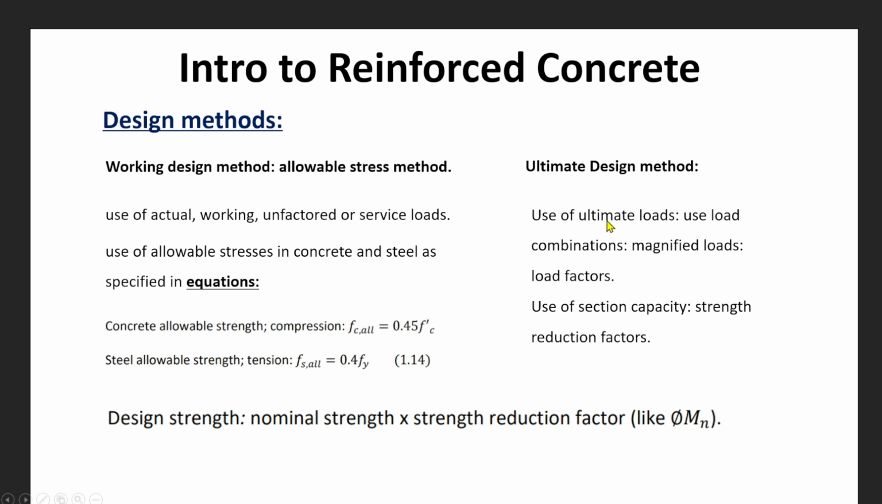In this case, we use the ultimate loads, which means we use load combinations, okay? And we magnify the loads by load factors, and use reduction factors as well, to consider the material and eccentricity and so forth. We maximize and factor the service loads, and we use section capacity with strength reduction factors. By the way, the design strength is equal to the nominal strength times the strength reduction factor phi. So it's phi Mn.